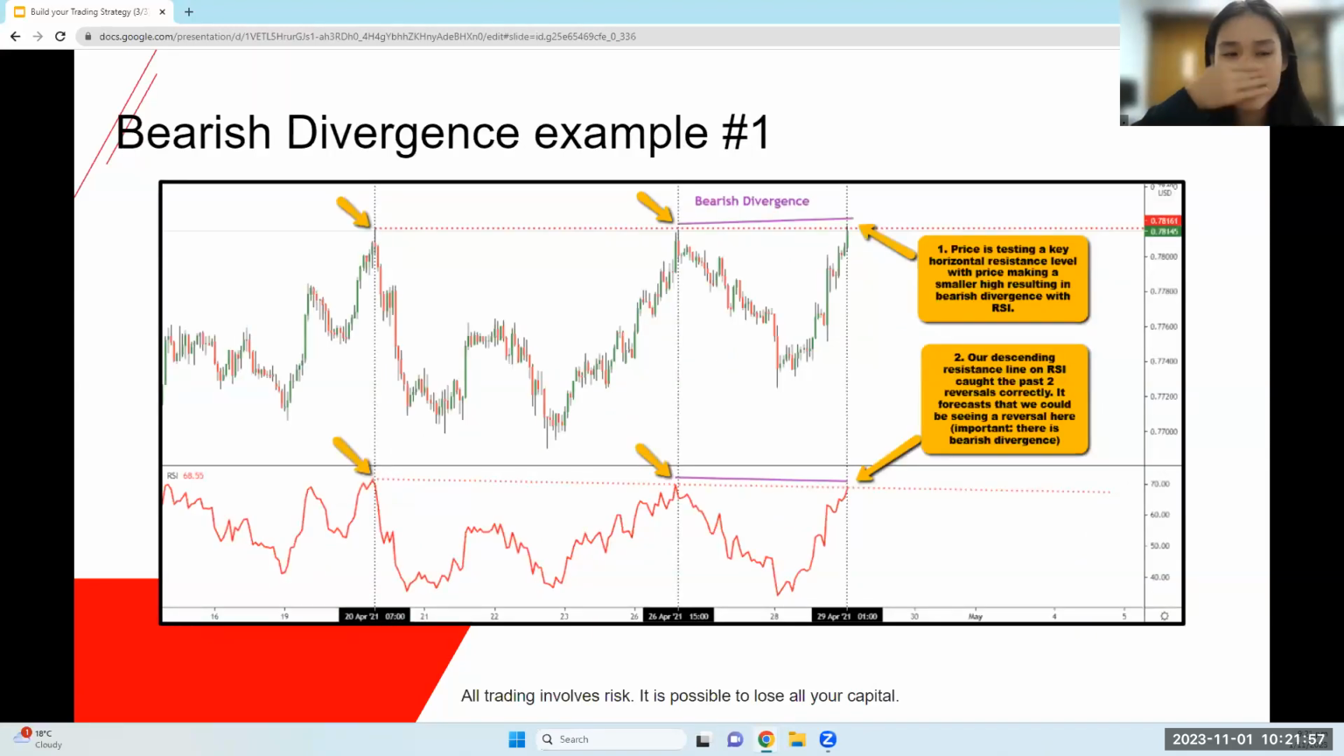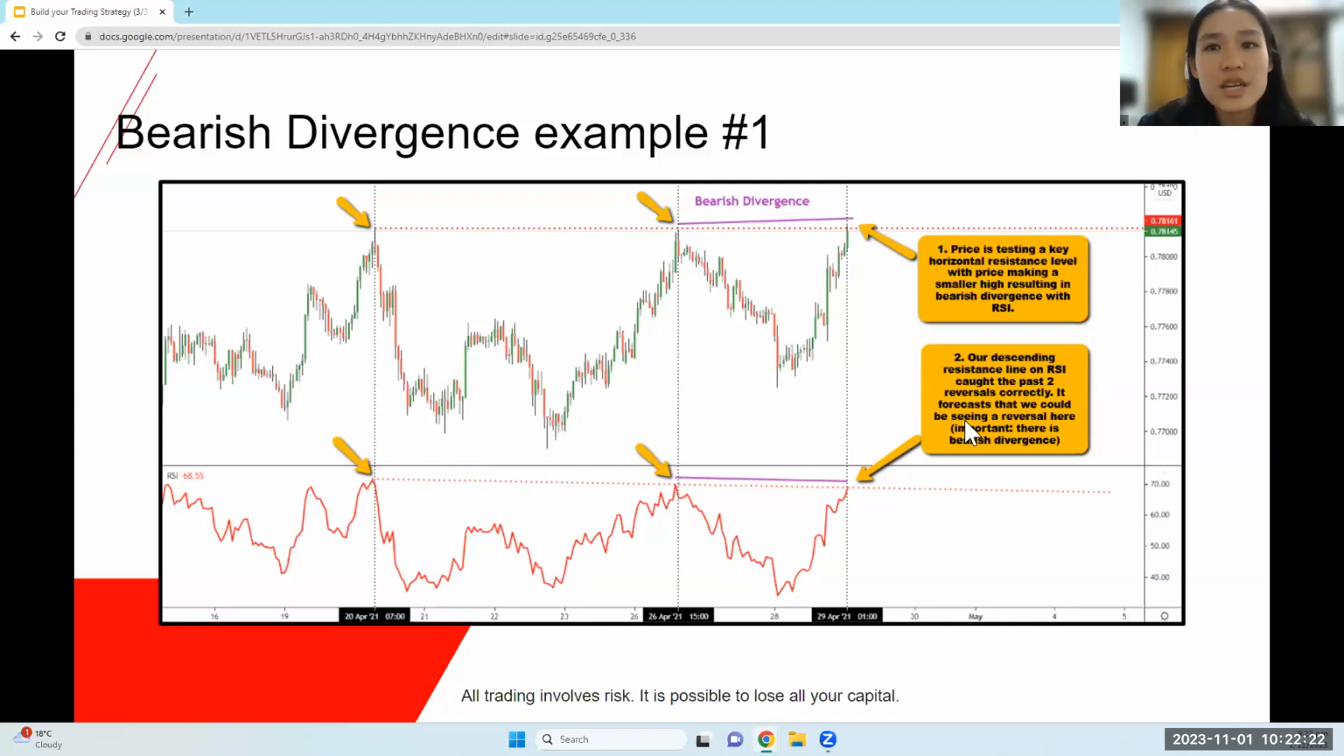Okay, so I mentioned earlier a bit about divergences. So here is the first example, which is a bearish divergence. So bearish divergence happens when an RSI or stochastic has a descending trend line, or descending. If it's bullish divergence, then that would be ascending.